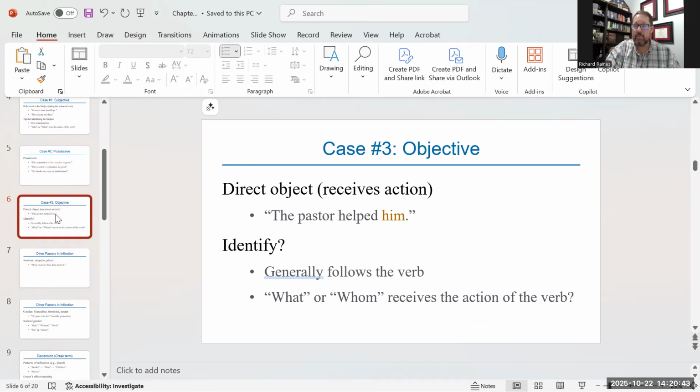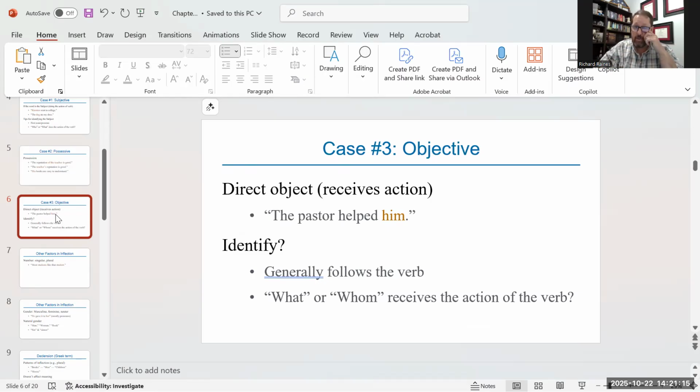And again, this is where we all should have paid more attention in the 10th grade. So the direct object receives the action of the verb, right? The pastor helped him. Him is receiving the action of helped. So "the" would be the definite article, and we're going to talk about articles in just a minute. "Pastor" would be a noun. That would be the subject. "Helped" would be the verb.